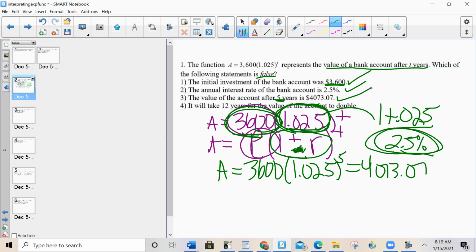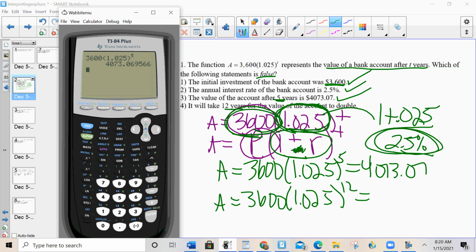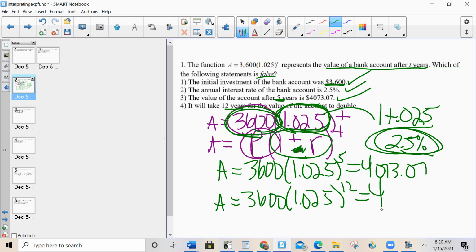It will take 12 years for the value of the account to double. All right, so let's replace the t with 12 now and see if it doubles. Now, by double, since the initial value is 3600, the doubling value would be 3600 times 2, which is 7200. Is that 7200? No, that's much less. So, no, it will take more than that.